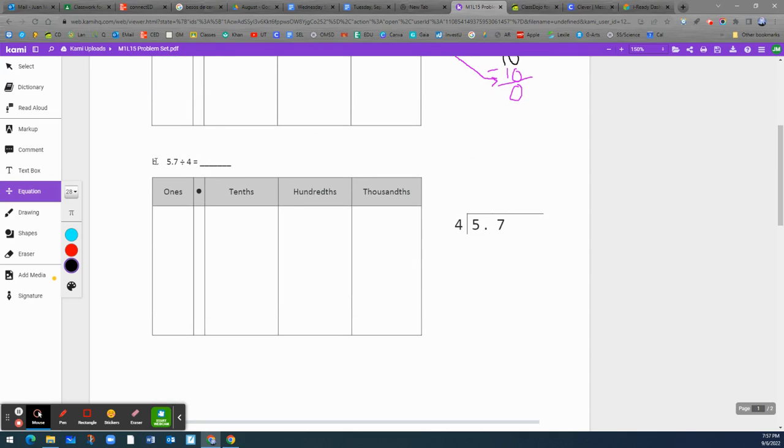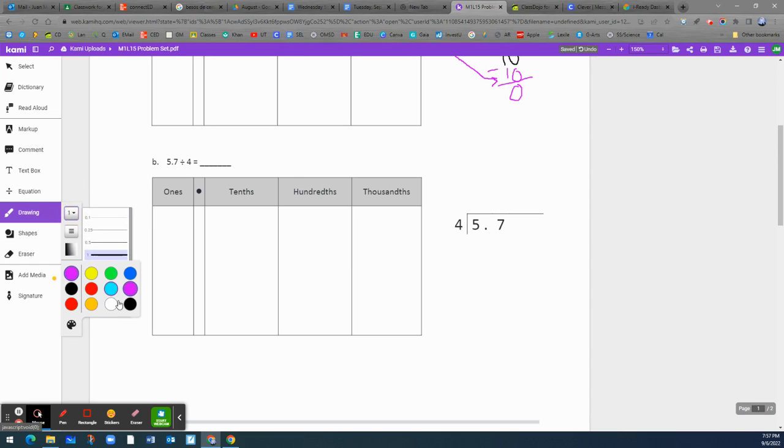We have 5.7 divided by 4. Here is our problem. How many ones do we have? We have 5 ones. So let's do that. 5 ones: 1, 2, 3, 4, 5 ones. How many tenths? 7: 1, 2, 3, 4, 5, 6, 7. And we're going to make groups of 4, which is exactly what the divisor is telling us.